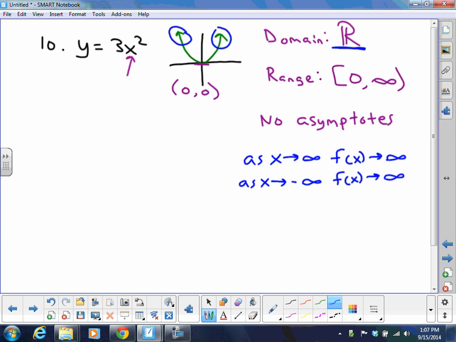Okay, max and min. Quadratics definitely have one of those. This one has a minimum, because it opens upward. It has a minimum of 0, and that happens to occur at x equals 0. Okay, and you can see that from the vertex there.